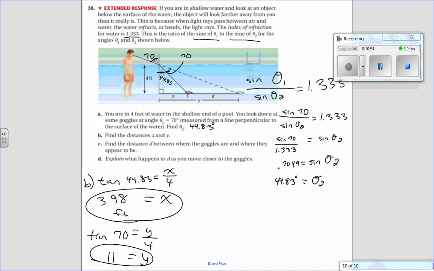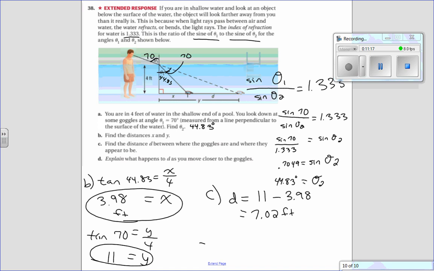Part C, we get to get D, the distance between where the goggles are and where they appear to be. If you look closely at the diagram, to figure out D, you can just do y minus x. So D is just the distance y minus the distance x. .02.